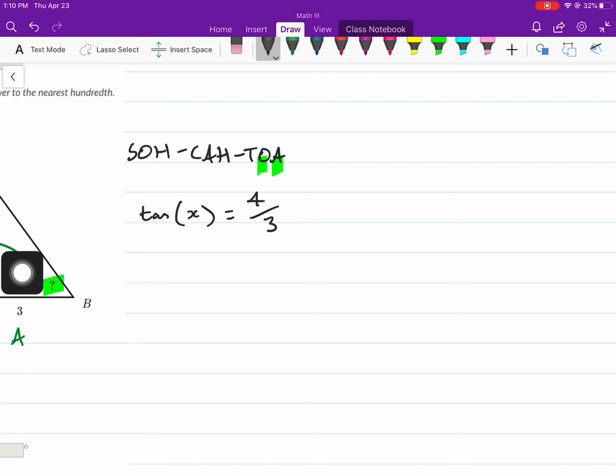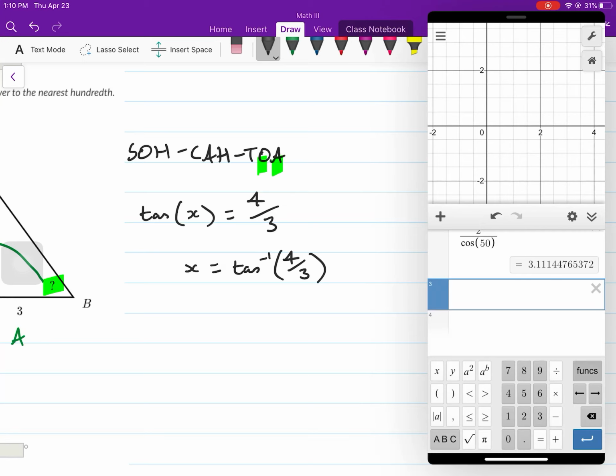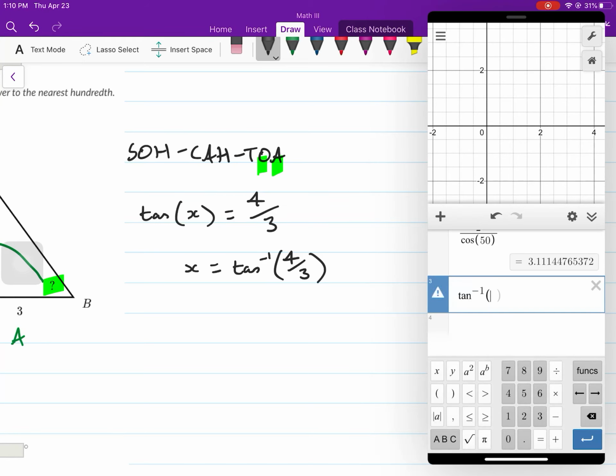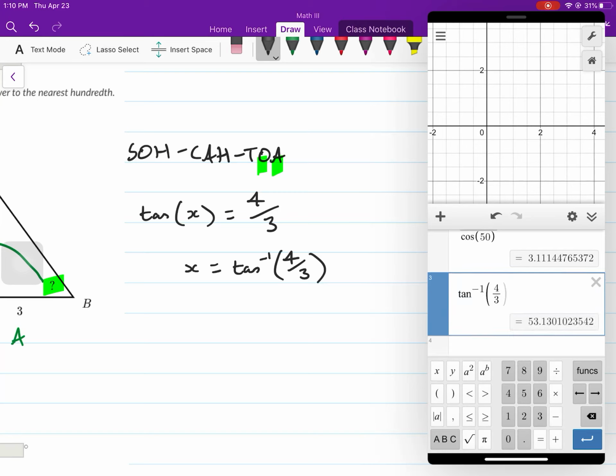So we have the sides on the right side. So what we're going to do is the inverse of tangent. Since our function's tangent, we're doing the inverse of tangent. We're going to do the inverse of tangent to the sides, and that's going to give us the angle measure. So tangent inverse, or arc tangent, it could be called arc tangent, but here it's tangent inverse. That's how it is in Desmos. So we'll use that, and that's going to be 53.13.